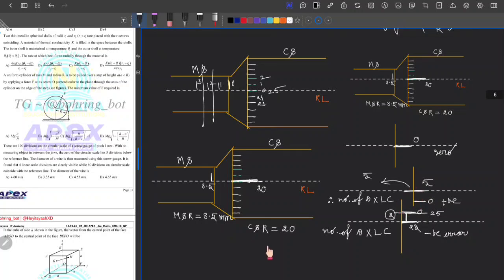And there is one thing that you need to keep in mind: this LC is equal to pitch by number of divisions on a circular scale. So this formula is important, keep that formula in mind. That is how we find out the least count. That is how we calculate least count here.